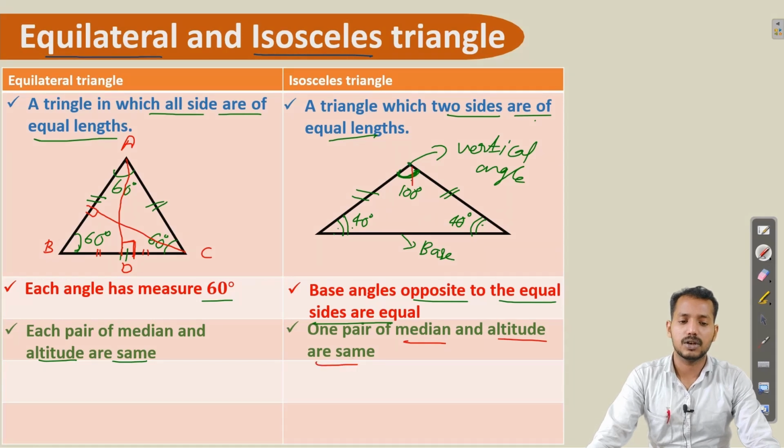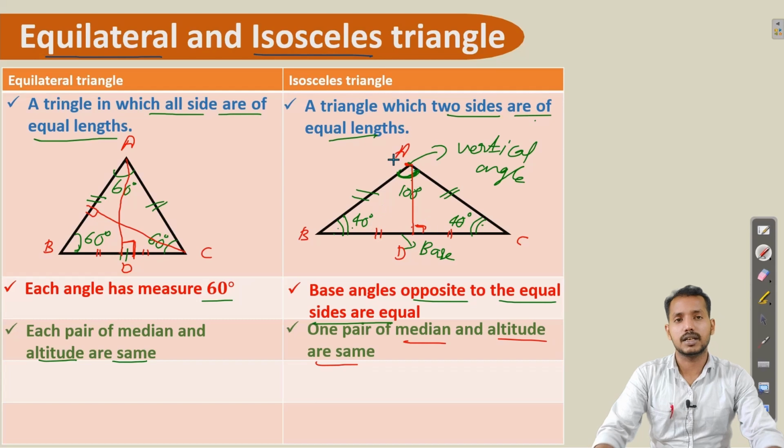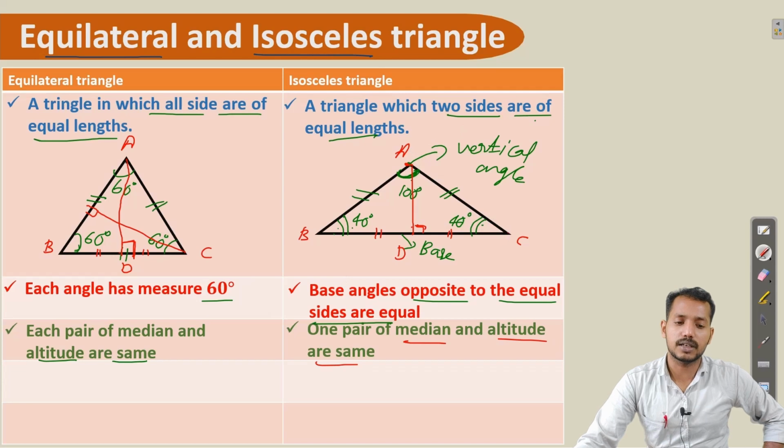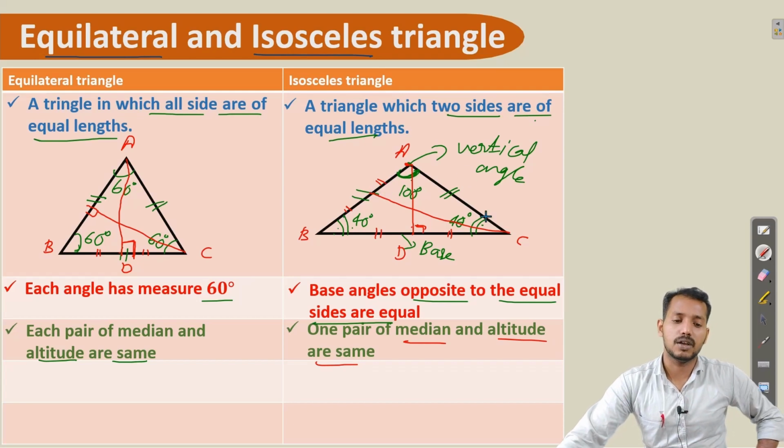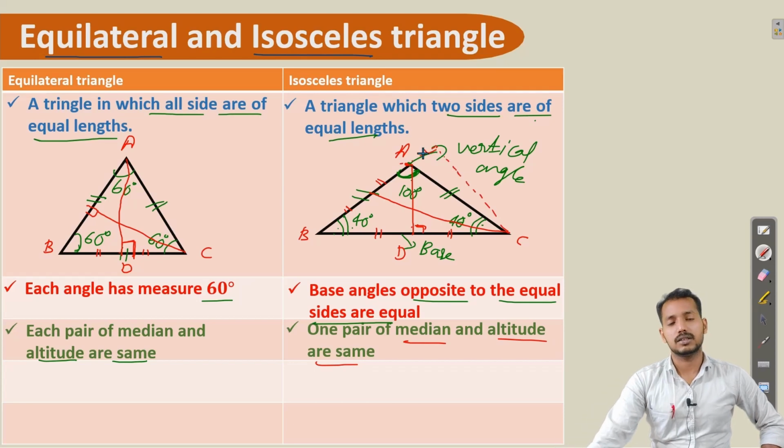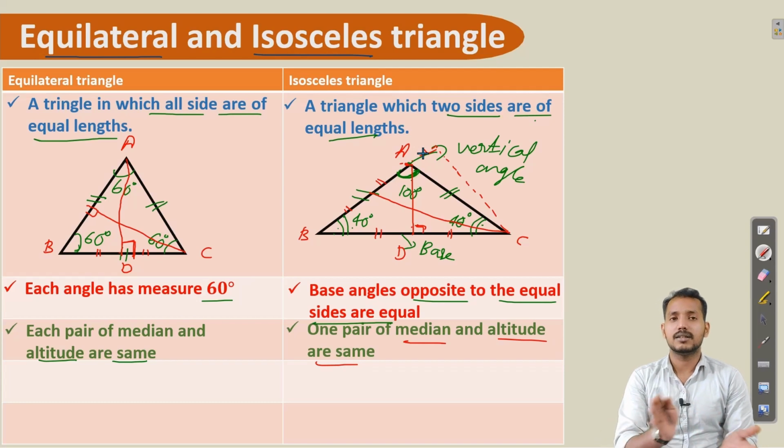That means you have drawn an altitude from this vertex, ABC. Suppose you have drawn ABC, then this altitude you can call AD. So this altitude AD will be equal to its median. Median AD and altitude AD are both the same. While if you draw a median from the vertex C, it will be like this. Am I right? It bisects, or it will be joined with the midpoint of the opposite side. But if you draw an altitude from C, it will go like this. It is perpendicular to the side. That means in that case, altitude and median are not the same. Only one pair of median and altitude is the same.